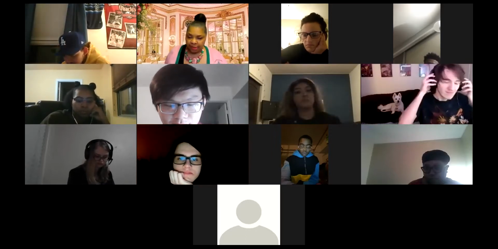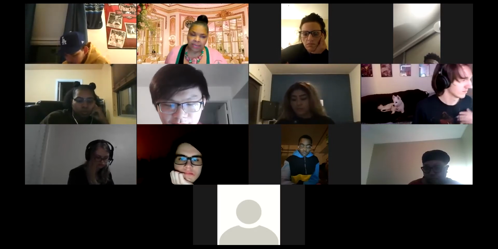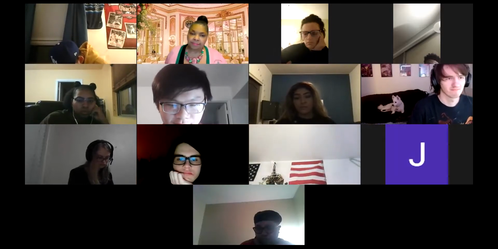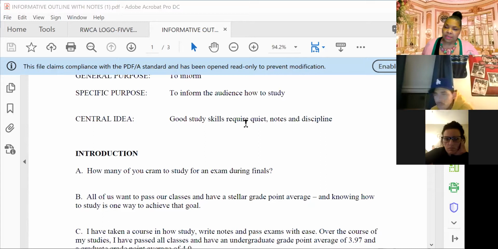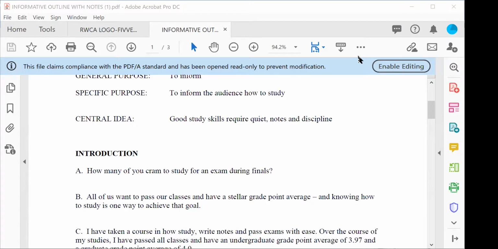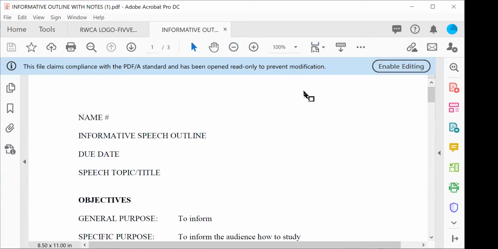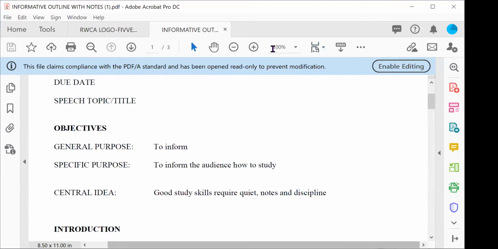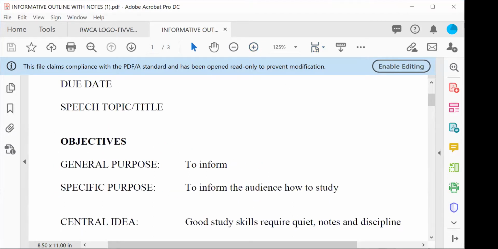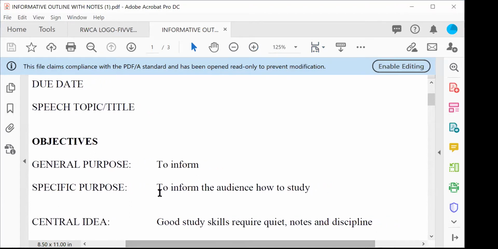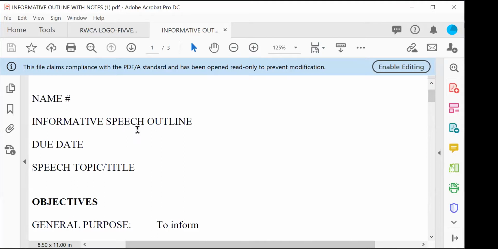I want to go over just a piece of an outline so that you will get an idea of what it looks like. I'm going to share some things that work with it and a couple of things that need to be changed a little bit. So obviously you're going to do your heading: your name, the title of the outline or the assignment, the due date, that kind of thing.